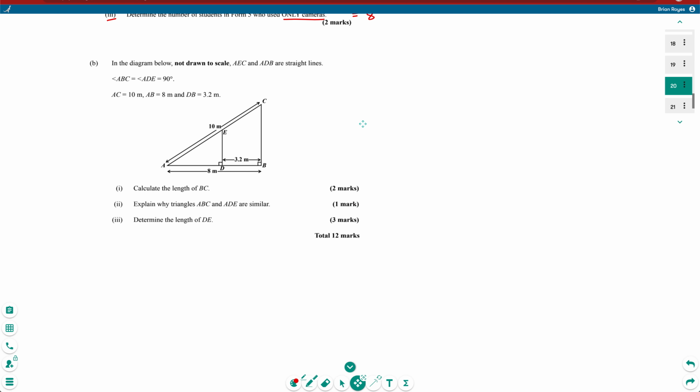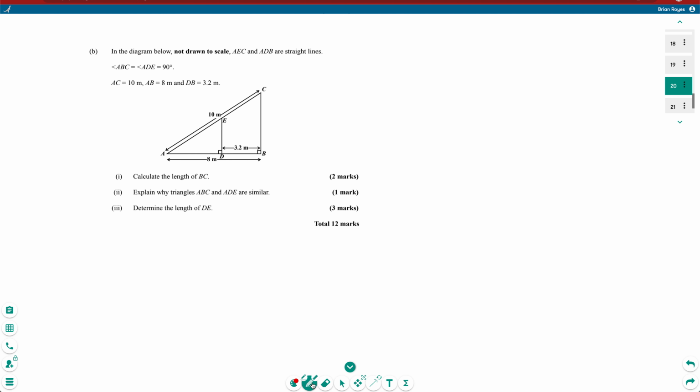We're going to look at part B right now, which says, in the diagram below, which is not drawn to scale, we have AEC and ADB, which are straight lines. Okay, great. They're both 90-degree triangles within the ADE and the ABC shapes. And they've given us the length of these lines. Now they want us to calculate the length of BC.